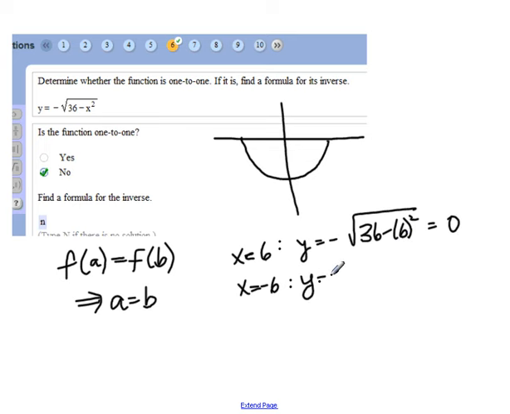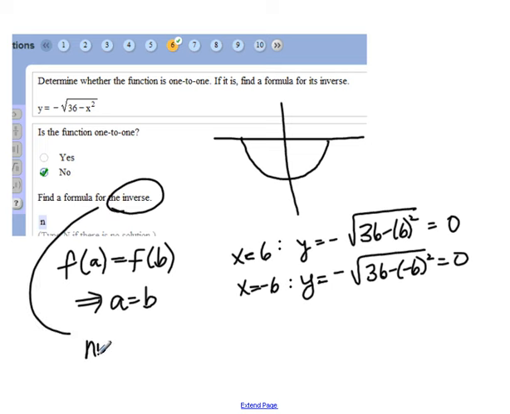Well, if x is equal to negative 6, notice that we'll get the same thing. So therefore we have two different x values that have the same y value, and so that contradicts the definition of a one-to-one function. Find a formula for the inverse. Well, if it is not one-to-one, then it cannot have an inverse function.